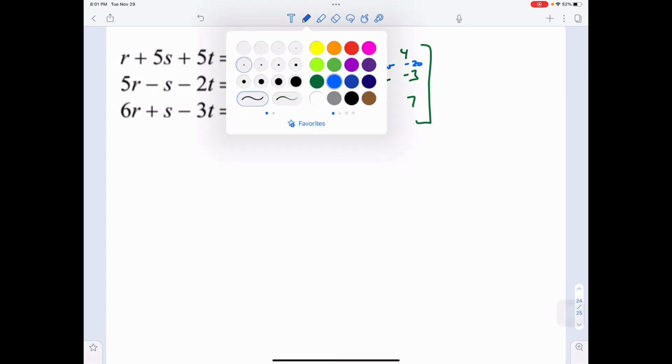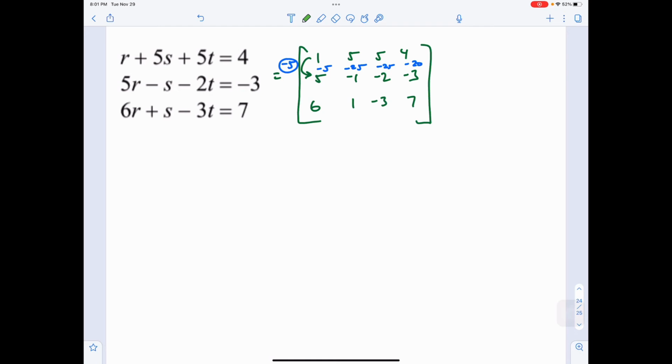Then we're going to combine the first row with the third row. How can I get rid of the 1 and the 6? I want to multiply this by -6. So 1 times -6 is -6. 5 times -6 is -30. And 5 times -6 is -30. And 4 times -6 is -24.